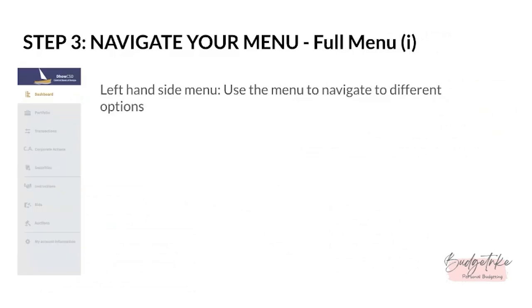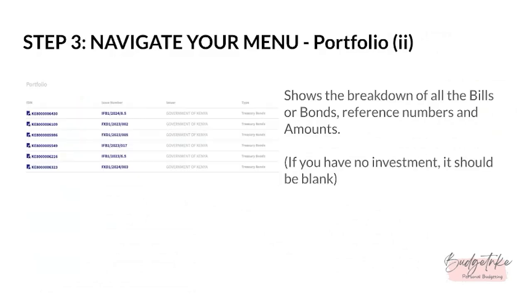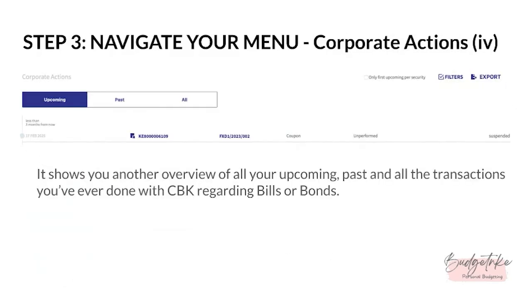This is an interesting one. So corporate actions is this one, and it will have this tab. It has upcoming, past, and all your transactions. Again, it's also like another display of your statement, but it shows you another overview of all your upcoming, past, and all transactions you've ever done with CBK regarding bills or bonds.